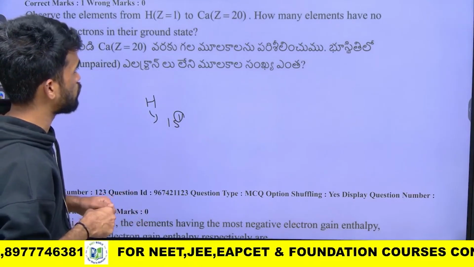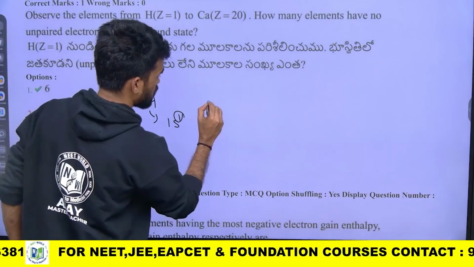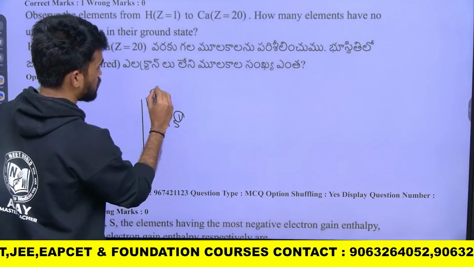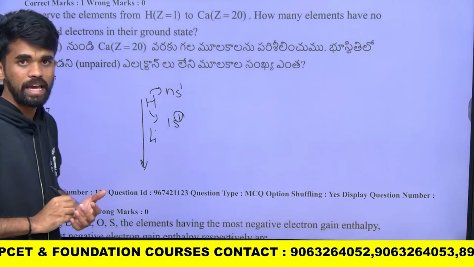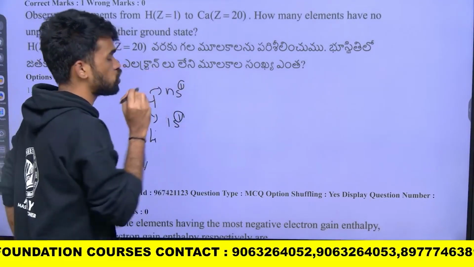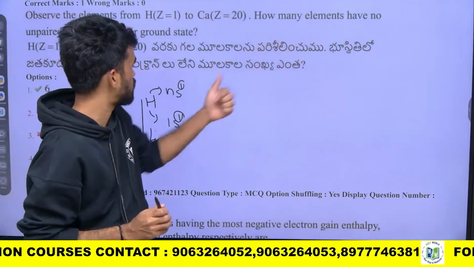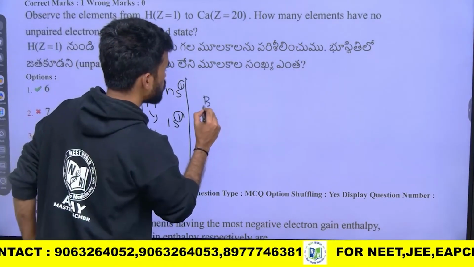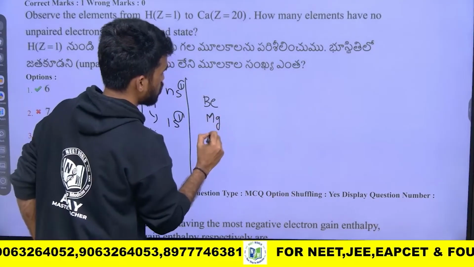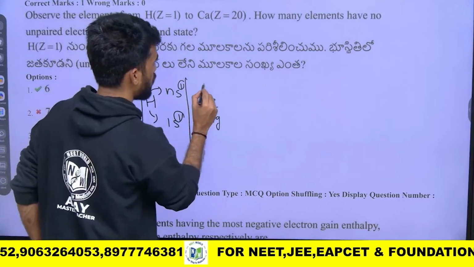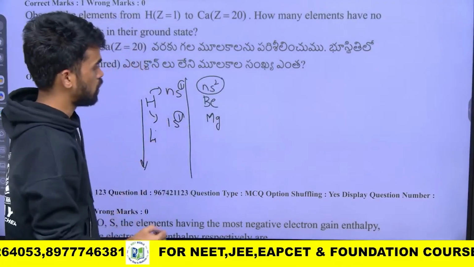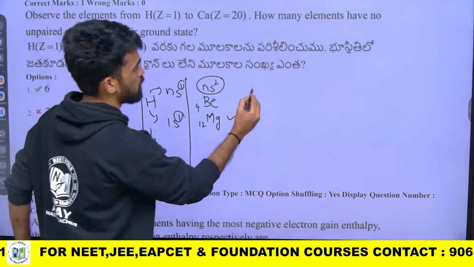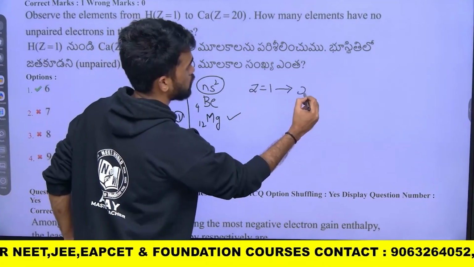They are saying no unpaired electron. If we take the first group elements, hydrogen, lithium, all of these contain one unpaired electron because their general electronic configuration is ns1. So unpaired electrons should not be there. If we take the second group elements, beryllium, magnesium, they have ns2, so there is no unpaired electron here. These are atomic number 4 and atomic number 12. Like that, we have to go from atomic number 1 to atomic number 20.